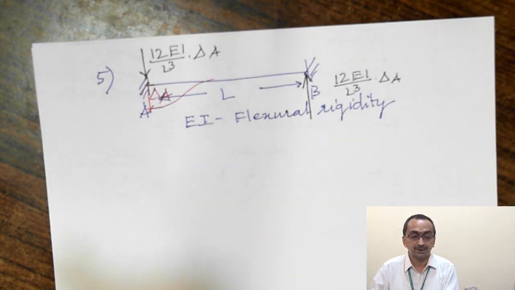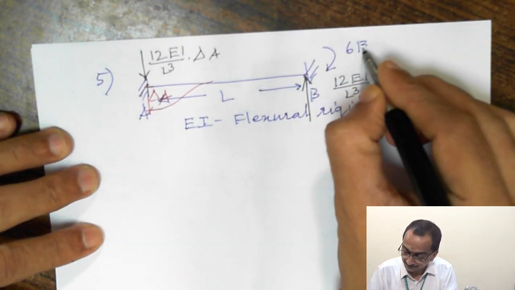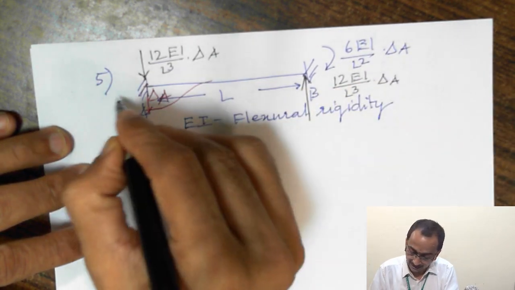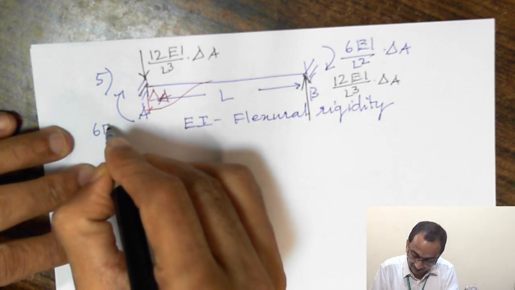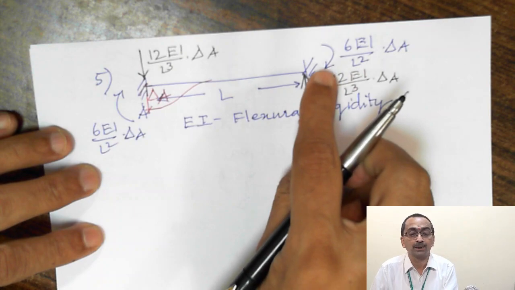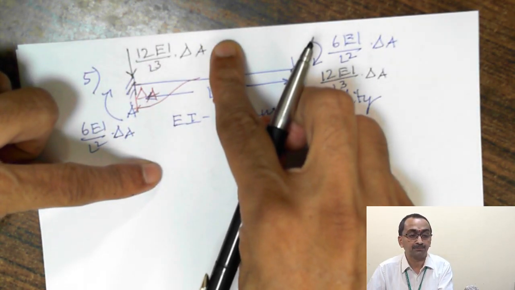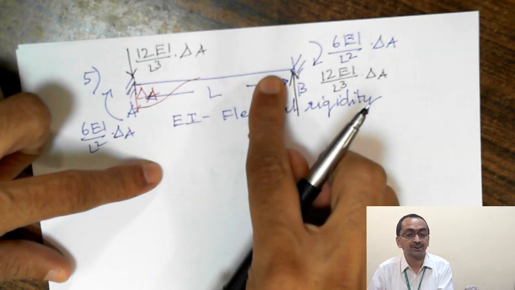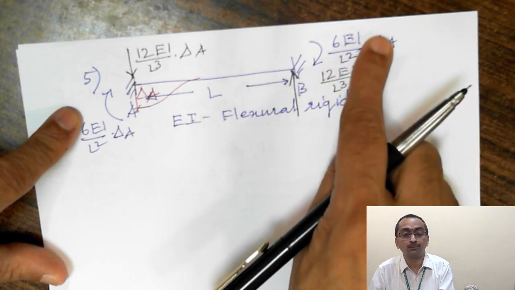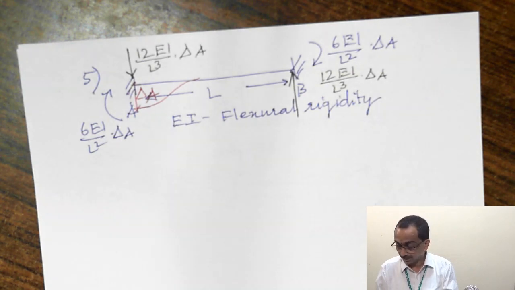That's why we must apply clockwise moments of 6 EI upon L square into delta A and 6 EI upon L square into delta A. What is the logic behind applying this clockwise moment? This couple is trying to create anti-clockwise rotation of AB, which we don't want. We want the structure to be in static equilibrium, and that is why we must apply a clockwise moment of 6 EI upon L square into delta A and the same 6 EI upon L square into delta A.